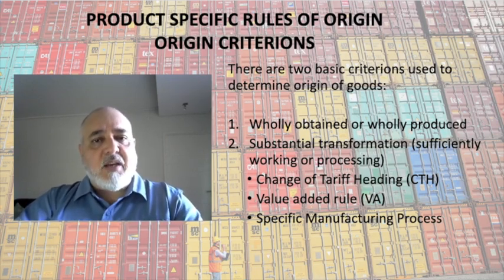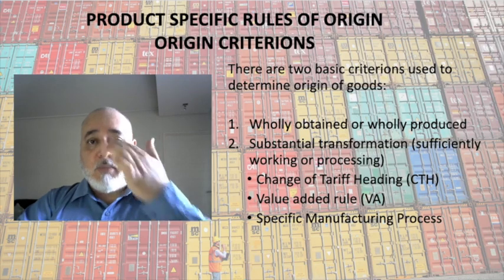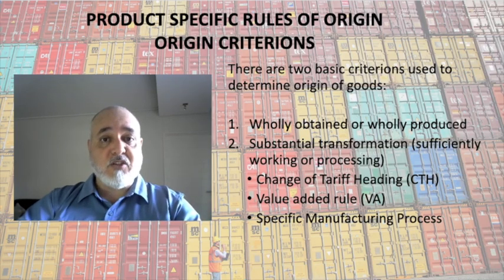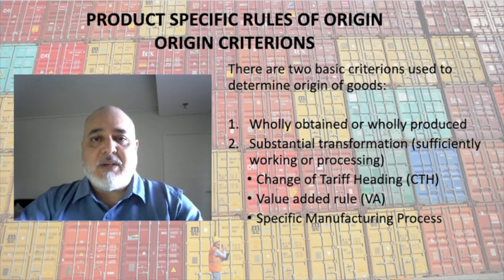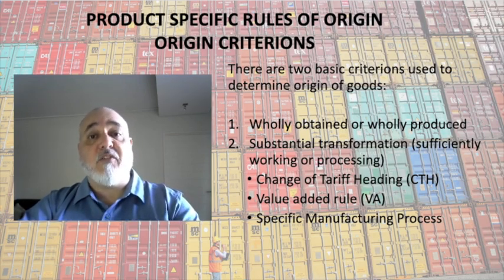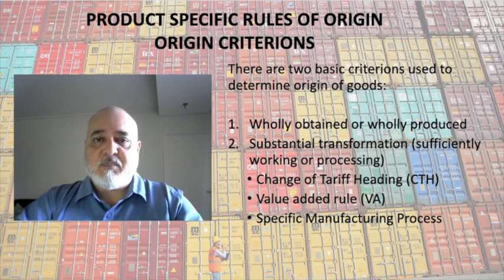In the second criterion, there are three commonly used methods to determine this substantial transformation. The first method is the change of tariff heading. It refers to the transformation of goods from one tariff classification to another. For example, if raw material imported from one country is transformed into a finished product with a different tariff heading in another country, the finished product is considered to be originating in that country.